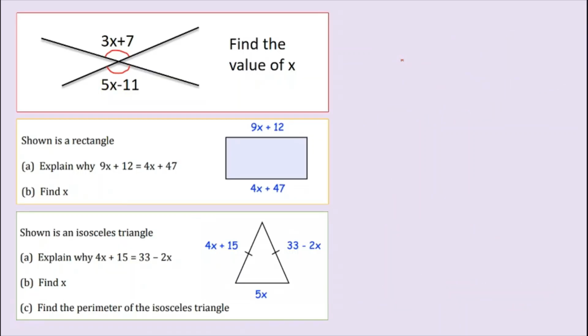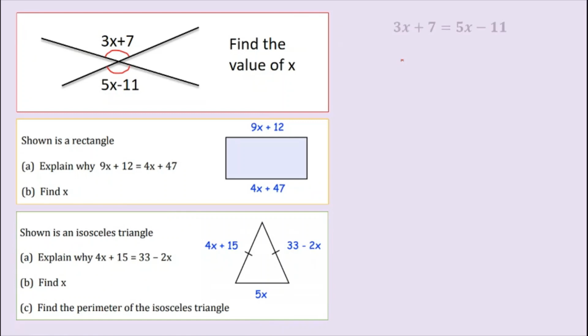Here are 3 similar questions. The first one is another one where you've got 2 obtuse angles on a diagram showing vertically opposite angles. The second and third question focus on the side lengths of 2 shapes. Give it a go, see what you can come up with before checking for the answers.